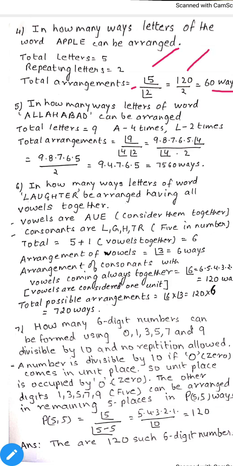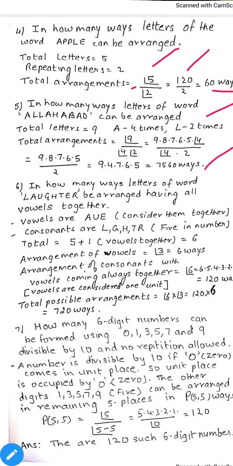In how many ways letters of the word Allahabad can be arranged? Total letters are 9. A is repeating 4 times, L is repeating twice. So we do it as factorial 9 divided by factorial 4 factorial 2. Factorial 9 can be reduced to 9, 8, 7, 6, 5 factorial 4. Factorial 4 is cancelled out, and cancel 2 with some number, say 8. So it will become 9 4 7 6 5, that is 7560 ways.